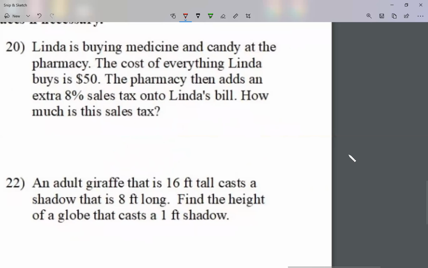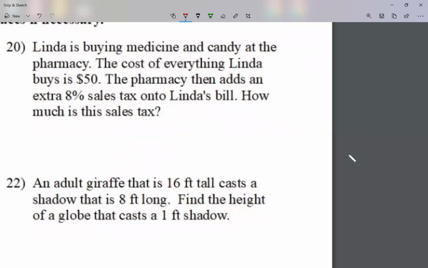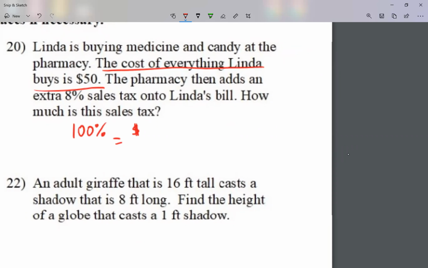Let's take a look at number 20. Linda's buying medicine and candy at a pharmacy. The cost of everything Linda buys is $50. The pharmacy then adds an extra 8% sales tax. How much is this sales tax? So we're going to see. Remember the cost of everything Linda buys is $50, so I'm going to say 100% is equal to $50.